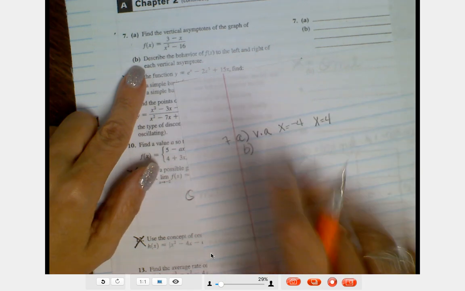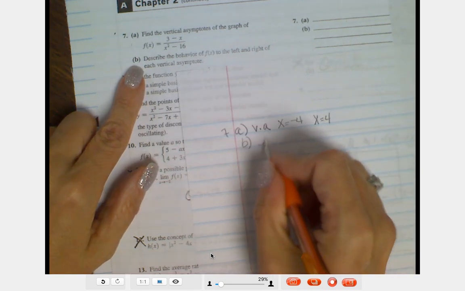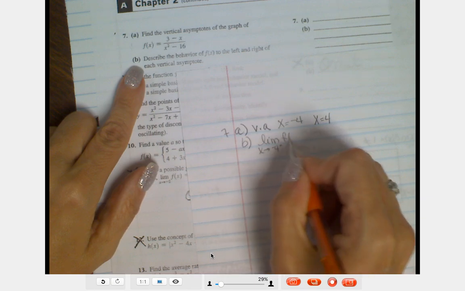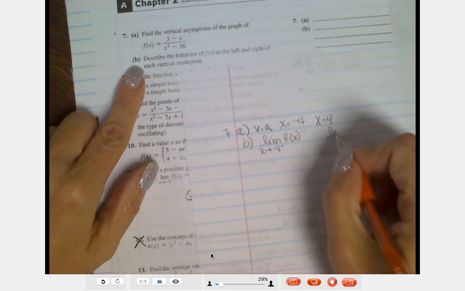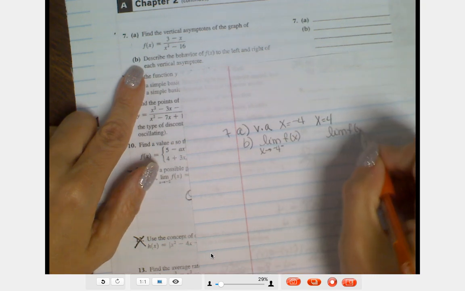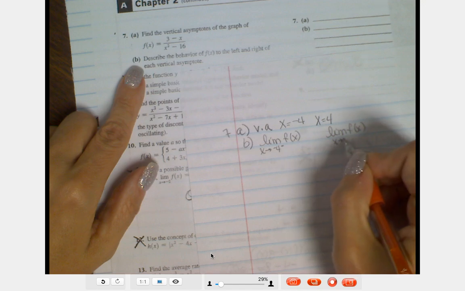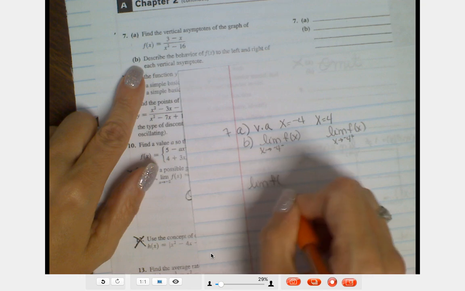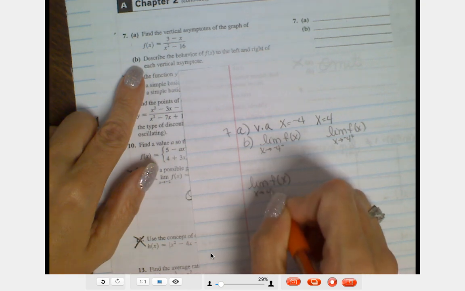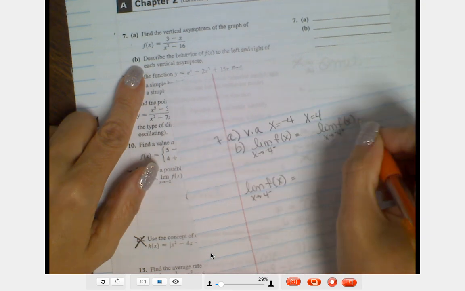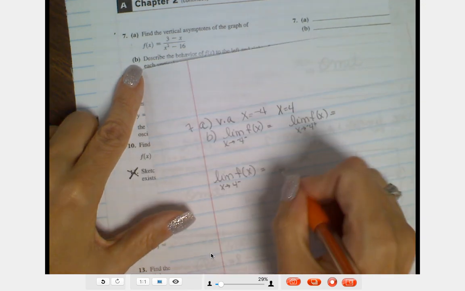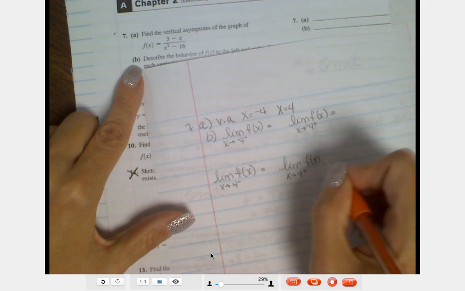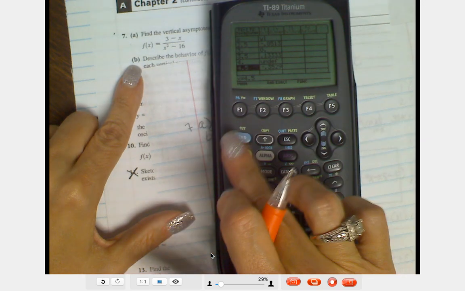Describe the behavior. So here's what we need to do. You have to do the limit as x approaches -4 from the left. You have to do the limit as x approaches -4 from the right. You have to do the limit as x approaches 4 from the left. And you do the limit as x approaches 4 from the right. So we need to go back and look at those.